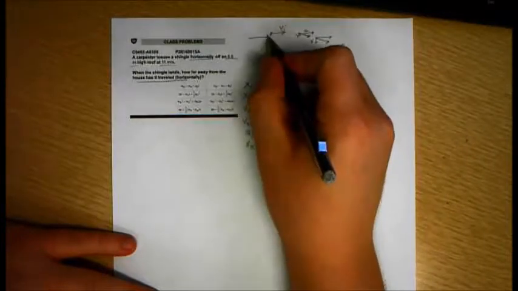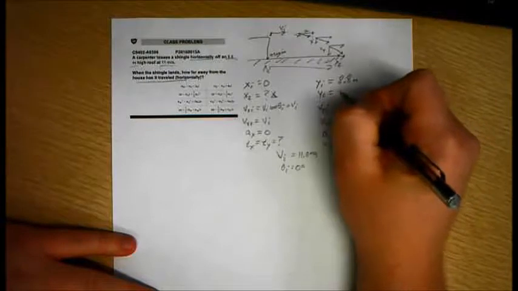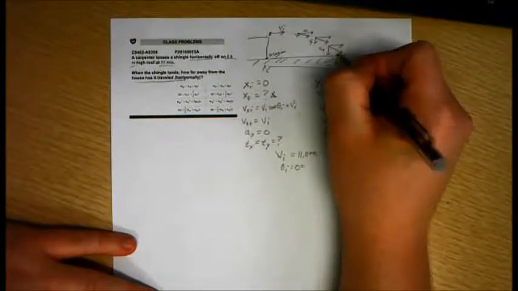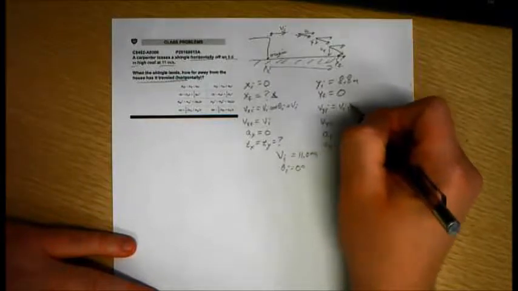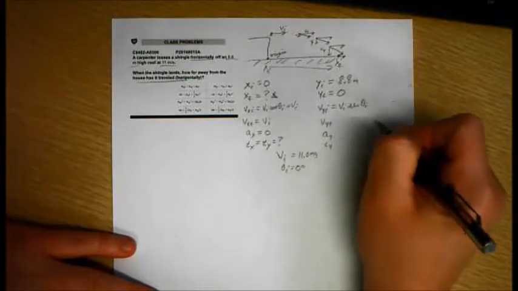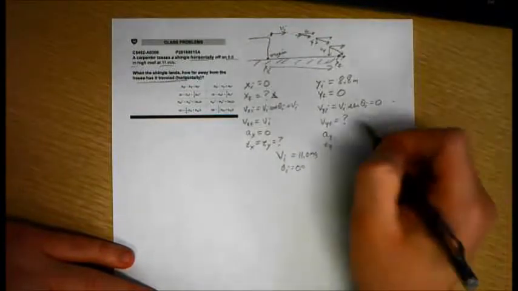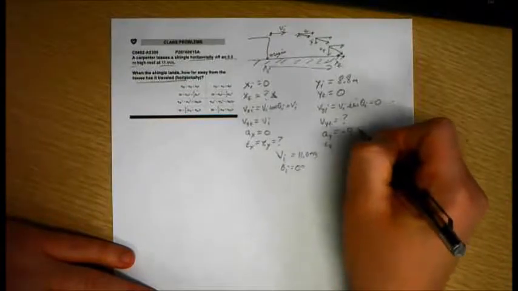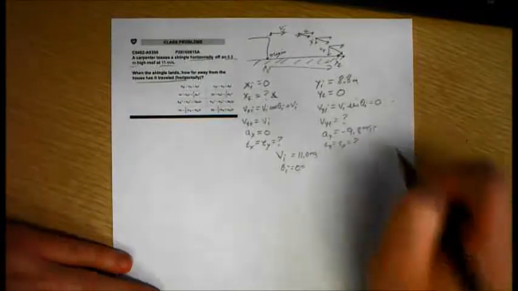So the initial y position, well, that is the height of the building, which is 8.8 meters. And the final height is 0 because it comes down here and hits the ground. The initial velocity in the y direction is Vi sine of theta sub i, but sine of 0 is 0. So this all equals 0. And the final velocity in the y dimension, well, we don't know what that is. The acceleration is negative 9.8 meters per second squared, and again, ty equals tx, t equals unknown.